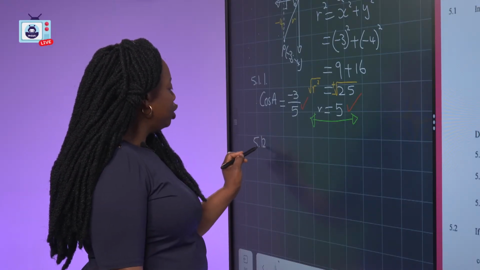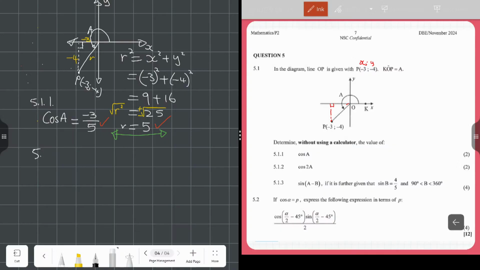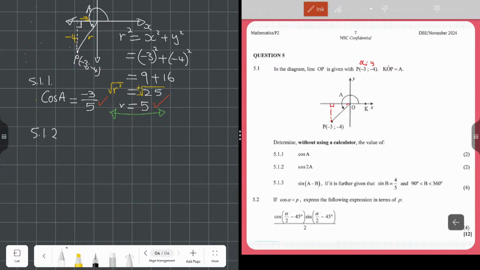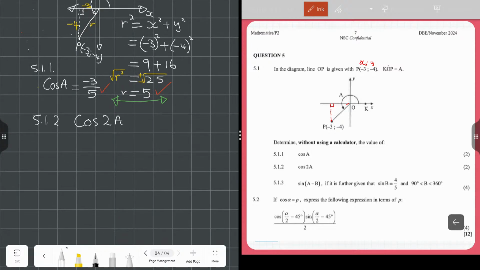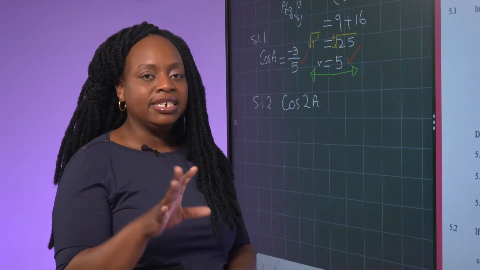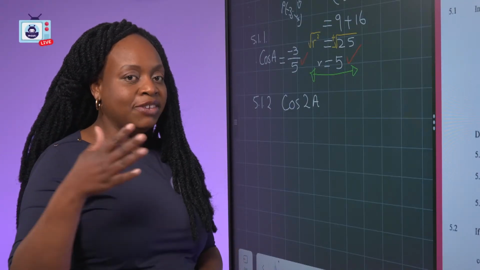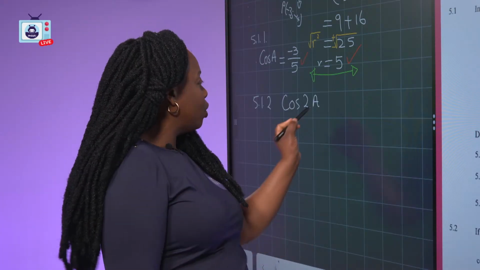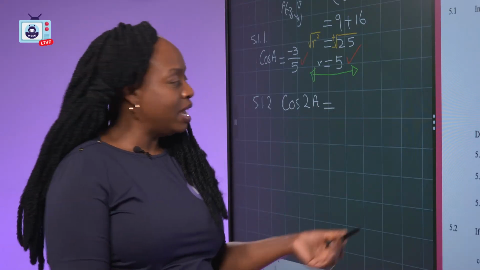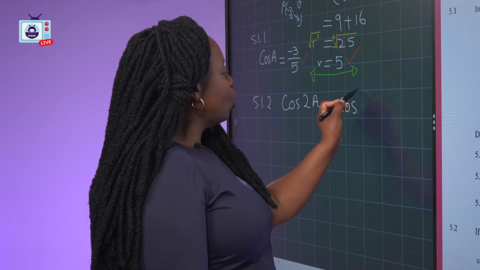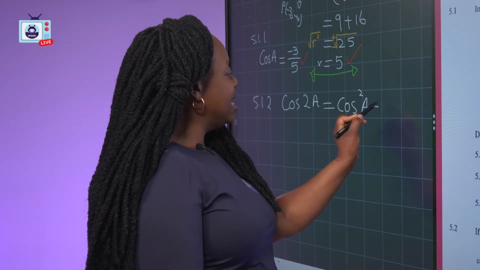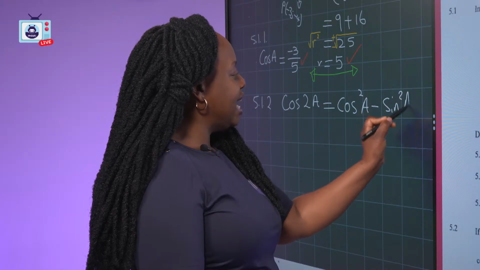Then 5.1.2, let's see. What do they want? They want us to determine cos 2A. If you remember very well, we said cos 2A has three different equations, right? I have chosen one because I think to choose the first one always makes sense, but you can choose any. So that is cos squared A minus sine squared A.